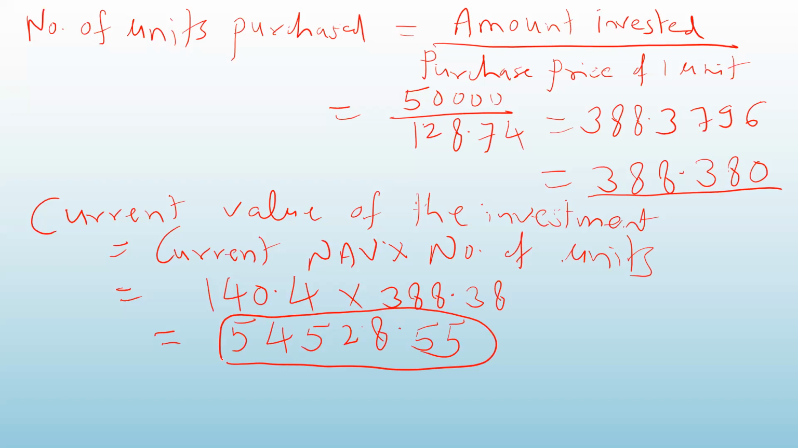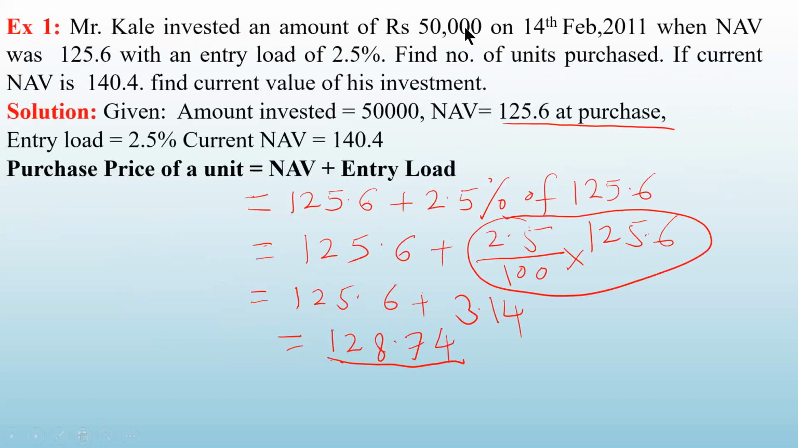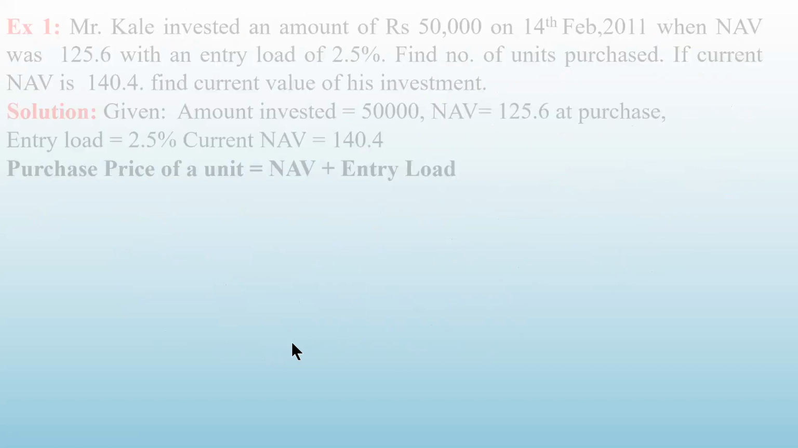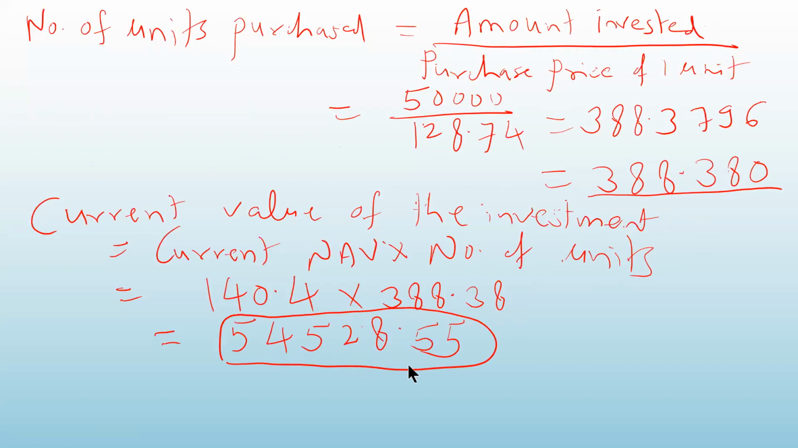See, initially how much amount he has invested? 50,000. And see the current worth. Current worth is 54,528.5. Almost around 4,500 he has gained. Okay. So this was the first question we have solved. Let us see the next question.